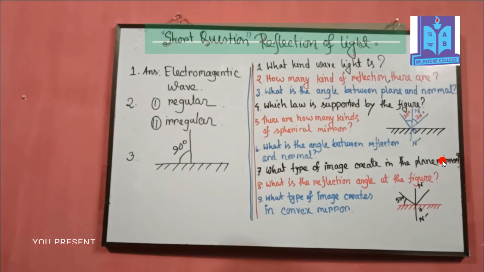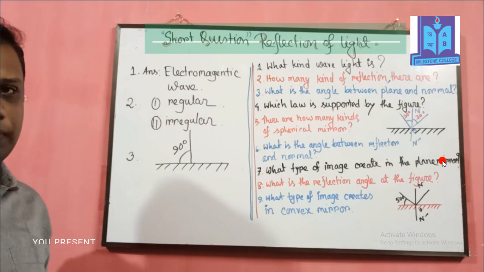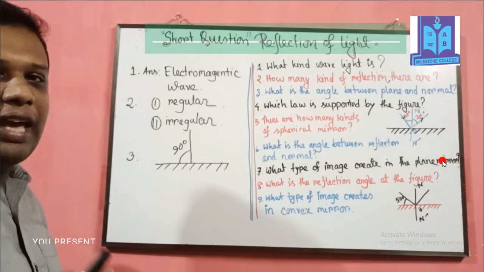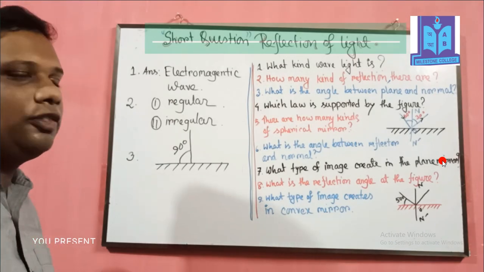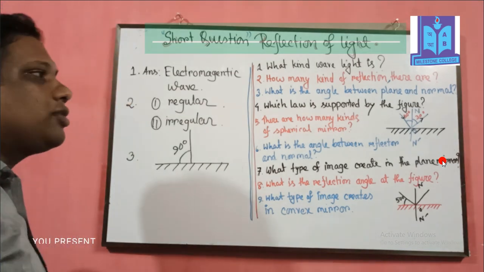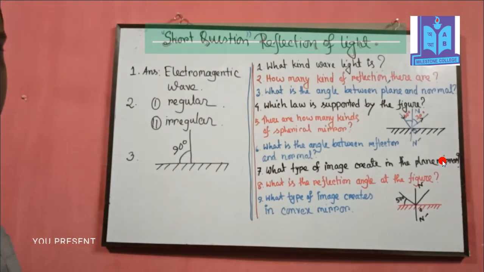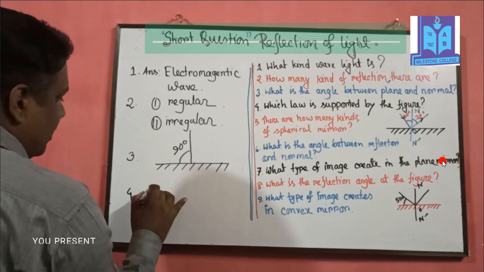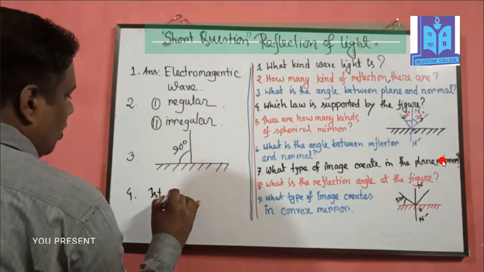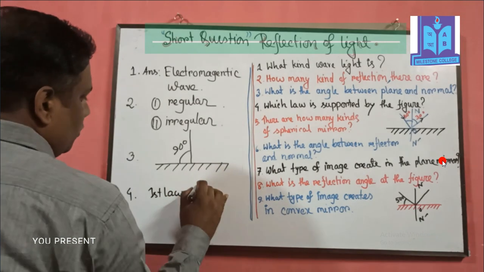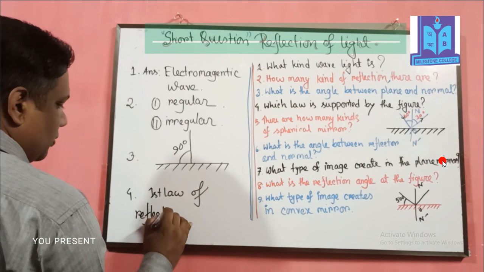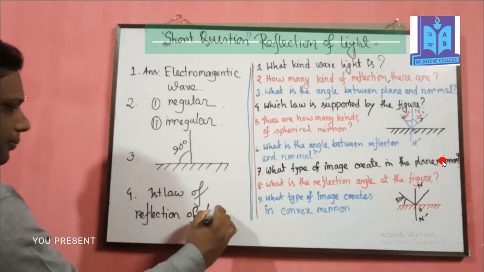Now question number 4, which law is supported by the figure? Okay, so here the angle of incidence is 30 degrees and the angle of reflection is also 30 degrees. So my dear students, the result is the first law of reflection of light. So we can denote it as the first law of reflection of light.